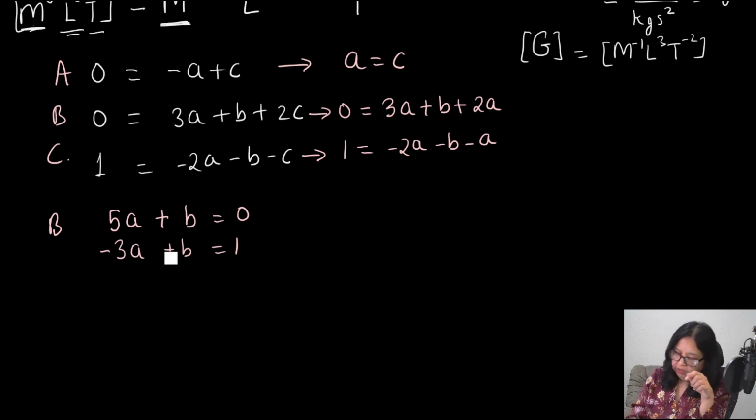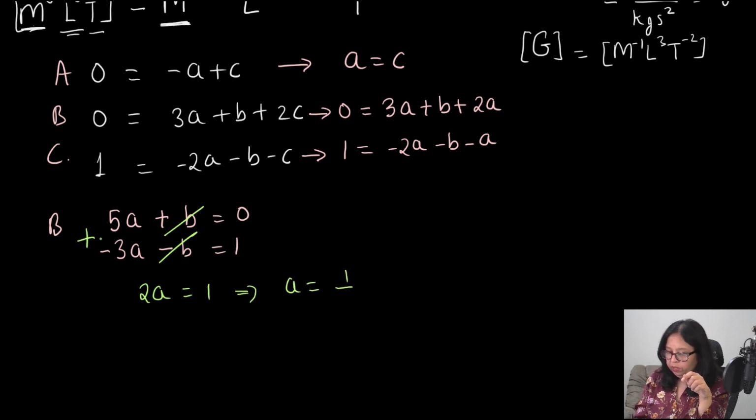So if I just simply add these two equations, B's cancel out, I get 5 minus 3 equals 2A equals 1. This gives me A equals 1/2, which gives me that C also equals 1/2. Now I have A and C both. I can insert the value of A in either of these equations here and solve for B.